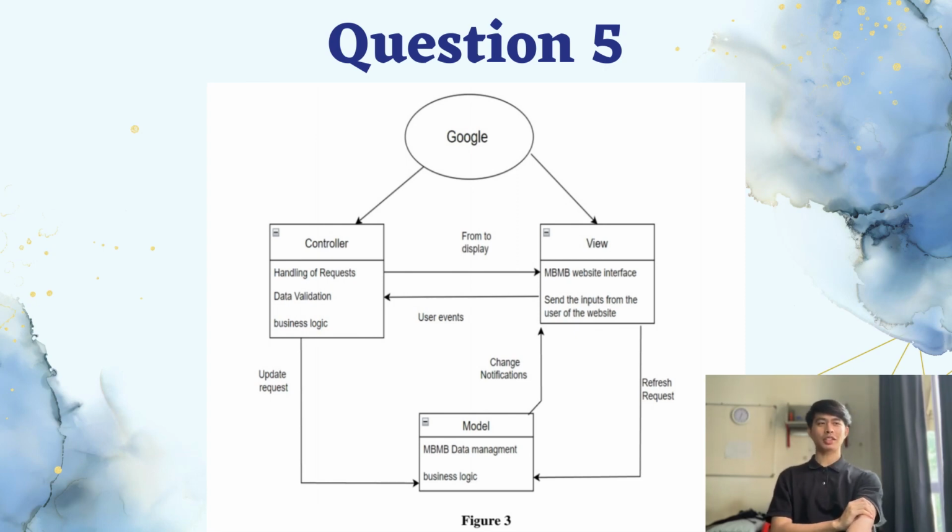My name is Muhammad Akram Shahmi. For question number 5, this figure is a diagram that explains how the MVC architecture works in the context of the Google and MBMB website interface. The diagram shows how the user interacts with the view component, which sends input to the controller component, which validates and processes the data and communicates with the model component, which manages the data and business logic.